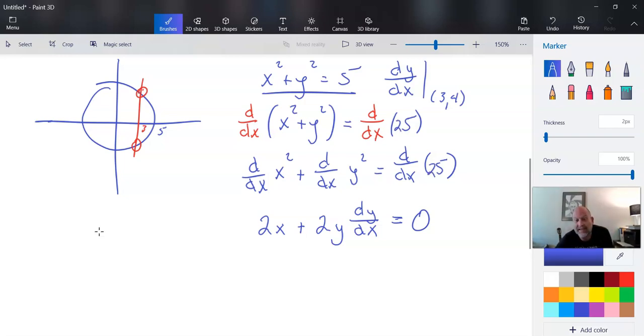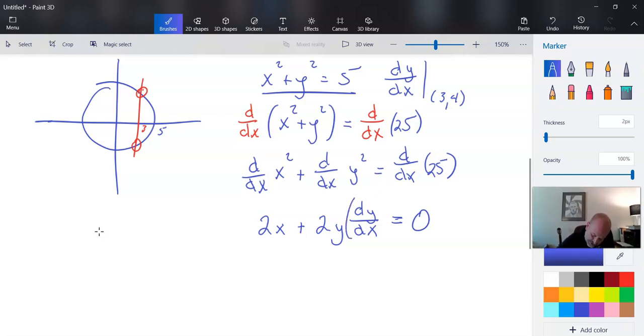In any case, what I do want to point out is that with a circle, you notice it doesn't matter what the radius was, it always goes to 0 when you take that derivative, which is kind of interesting. Now, we're not done finding dy/dx yet. What we need to do is get the dy/dx by itself.